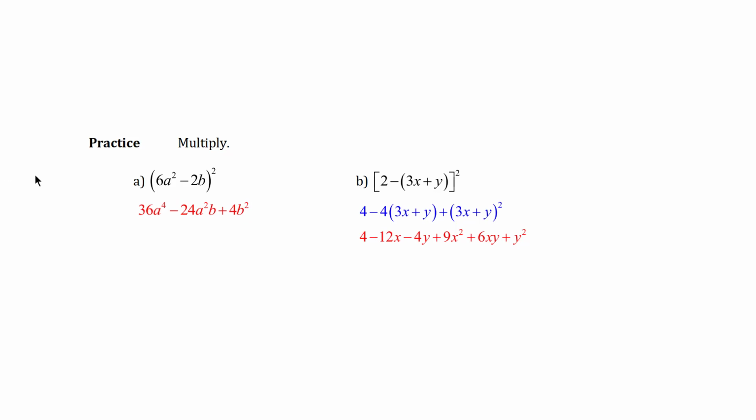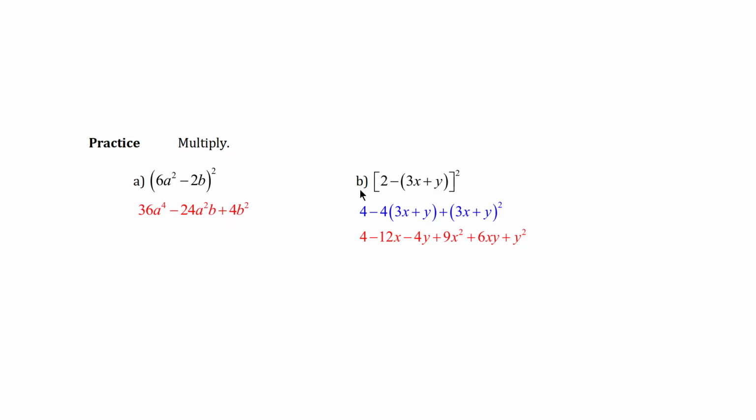Alright, so let's go ahead and apply our perfect square formula to part A. We take 6a squared and square it. This is 36a to the 4th power. We take the 2b and square it. This will be 4b squared. Now we multiply the two terms together. So 6a squared times negative 2b is negative 12a squared b. We double it and we get negative 24a squared b. The final result is 36a to the 4th power minus 24a squared b plus 4b squared.